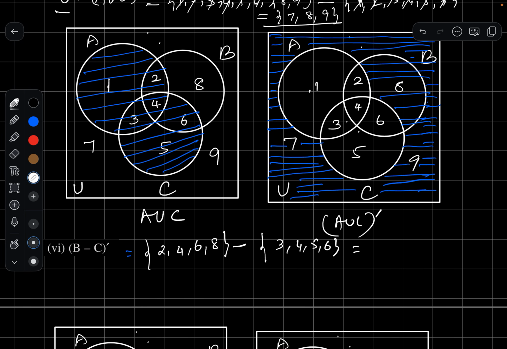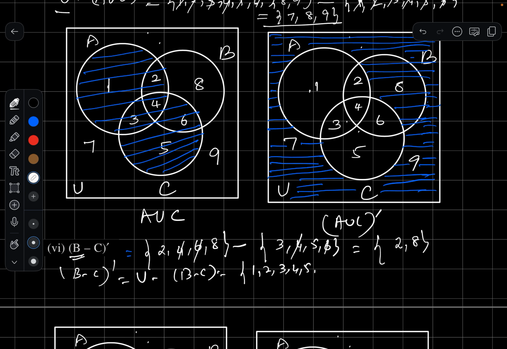So your answer: you are going to subtract, so you cancel out the common elements in both, and the remaining you take from B. What is the remaining in B? 2, 8. Now we are going to write (B minus C) the whole dash. What is the formula? U minus (B minus C). What is our U? 1, 2, 3, 4, 5, 6, 7, 8 and 9, minus B minus C, which is 2, 8. So this 2 and 8 you cancel in the universal set and write the remaining: 1, 3, 4, 5, 6, 7 and 9.